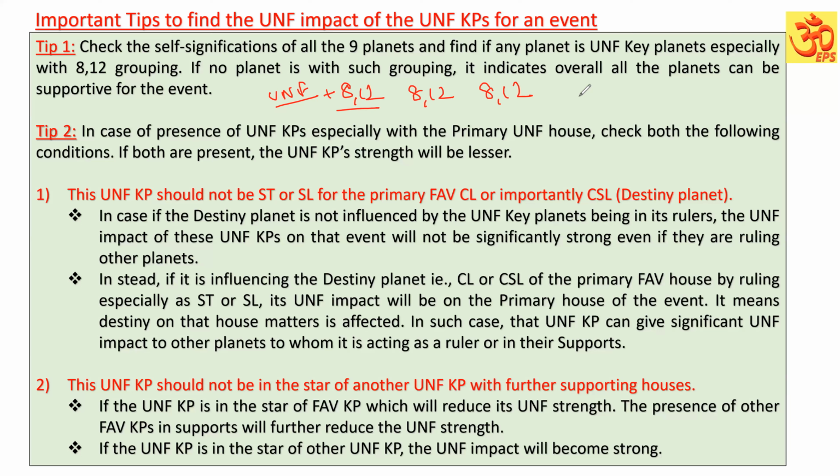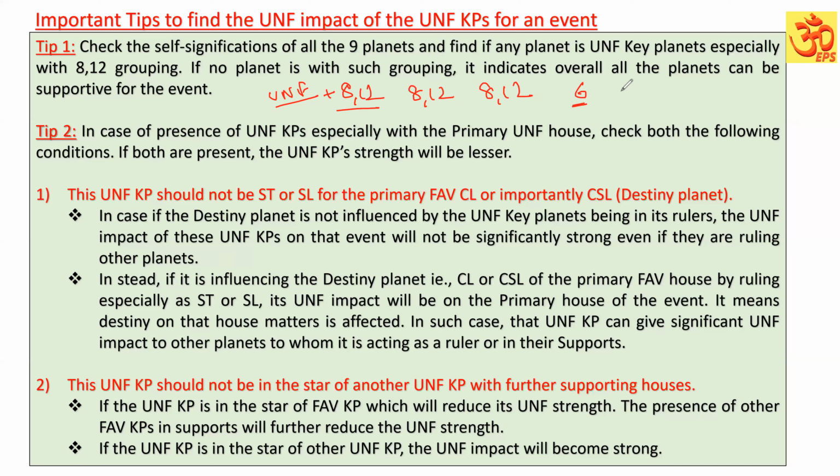A planet can have an unfavorable primary house for an event. Suppose for the event of marriage, the sixth house may be there, but it does not have any other unfavorable houses along with the sixth house, then it is not going to be unfavorable. Unfavorable grouping is important, not just the primary unfavorable house alone being present.